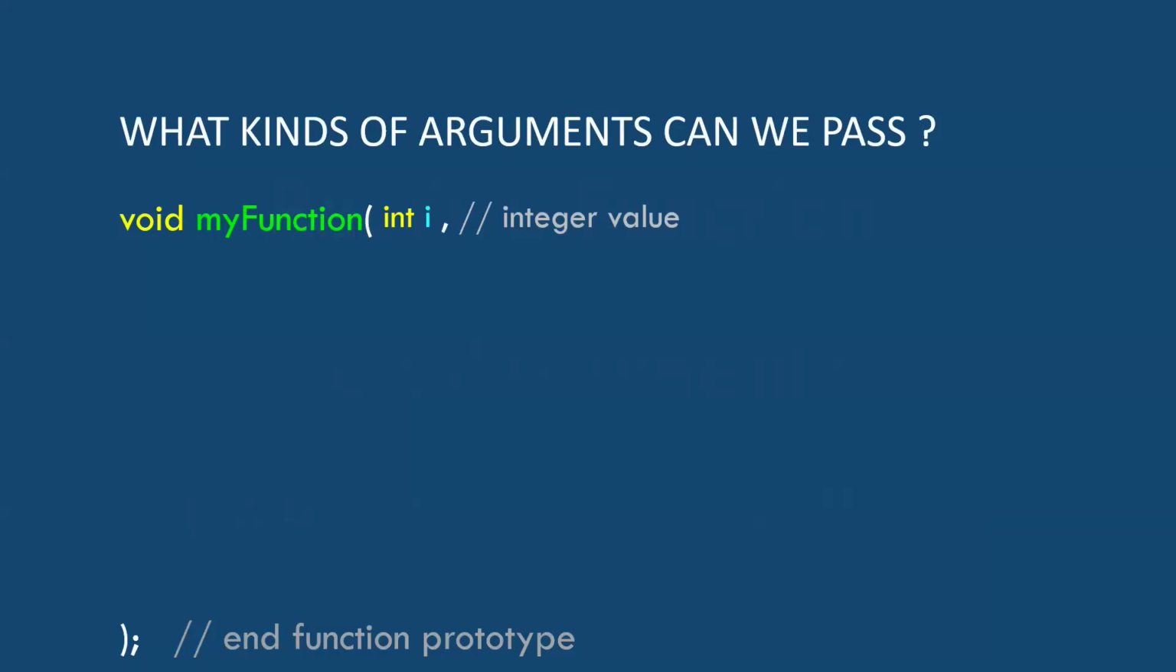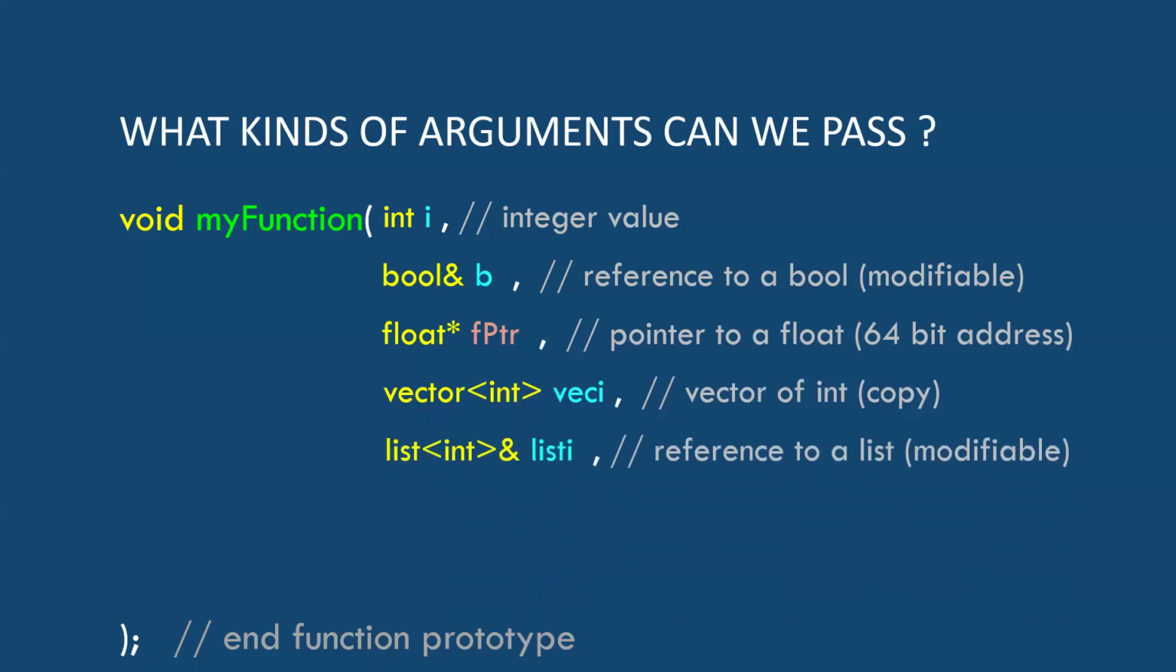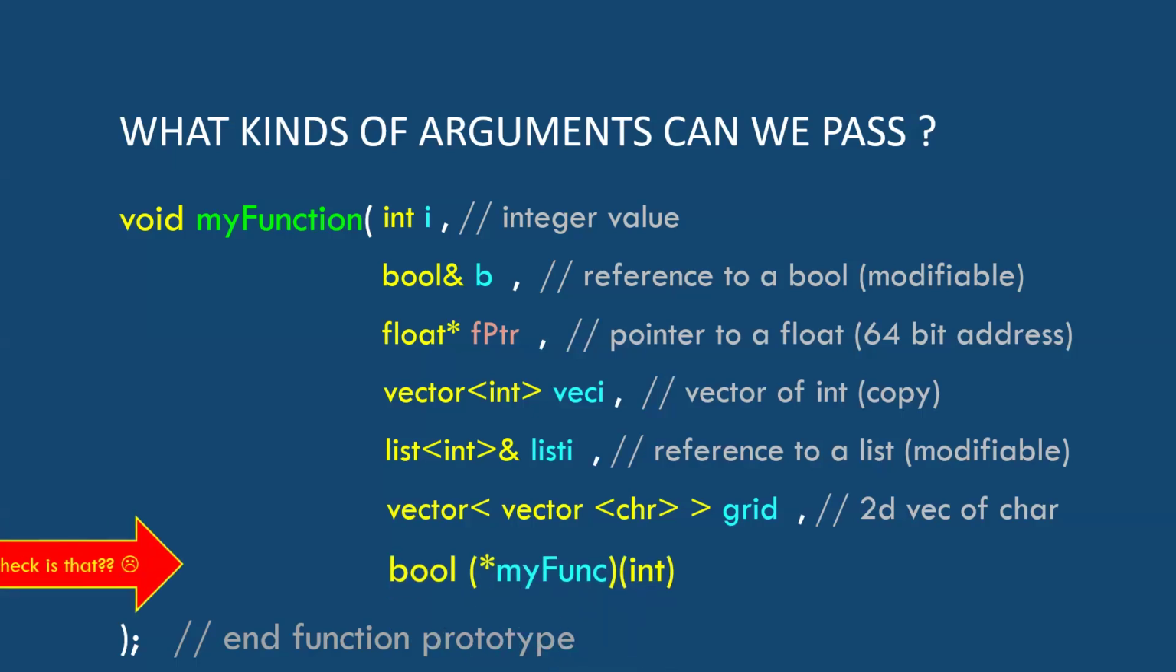So let's take a look at how we've written functions and arguments in the past. We've said, hey, this function is going to receive an integer, and then it's going to receive a reference to a Boolean. That means I can change it. Here's a pointer to a float. Here's a vector. Here's a reference to a list. There's a two-dimensional vector. All these things we've seen passed in as arguments. No big surprise.